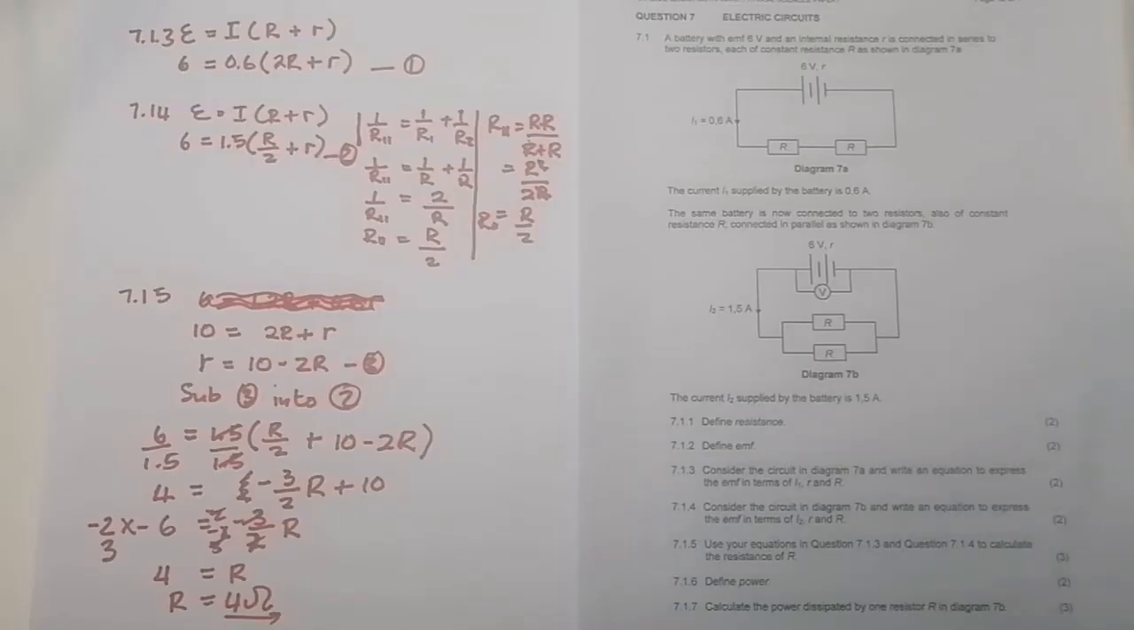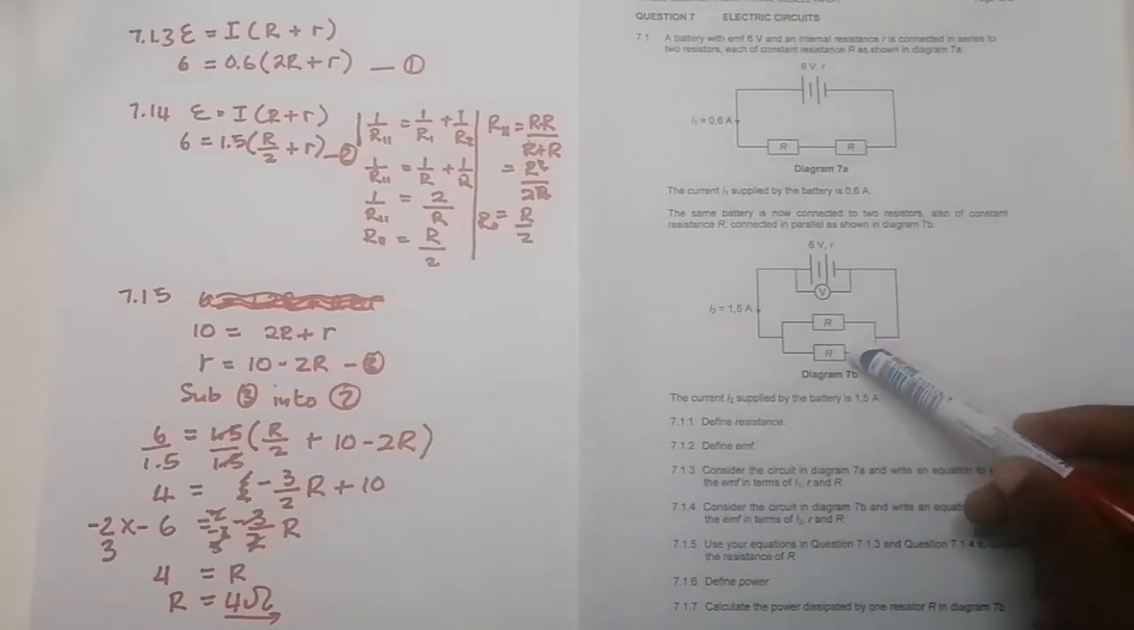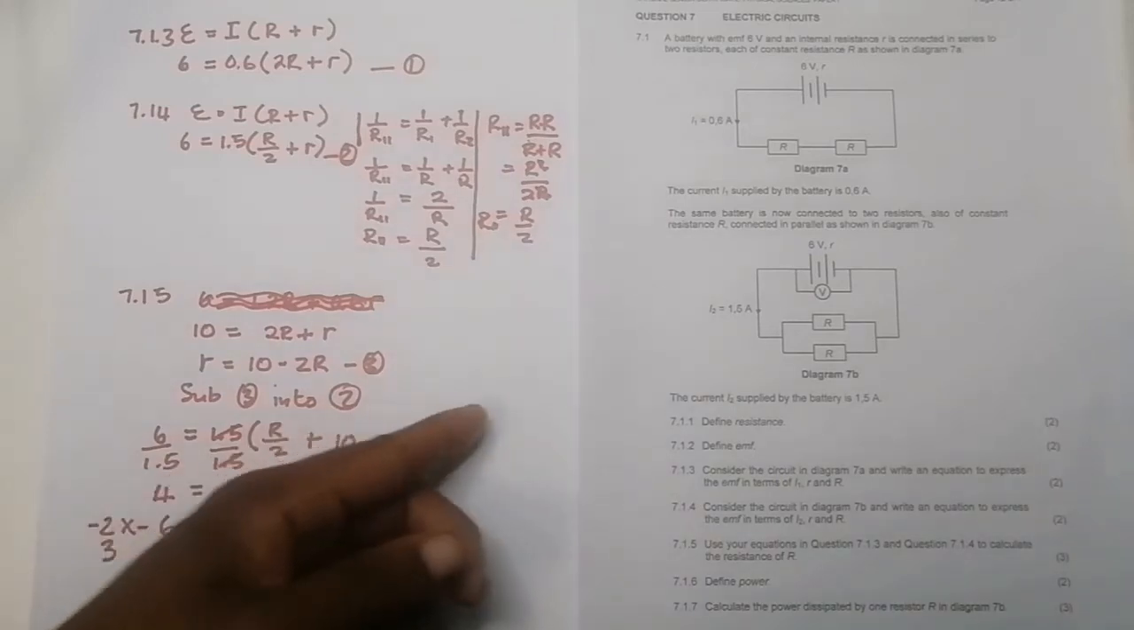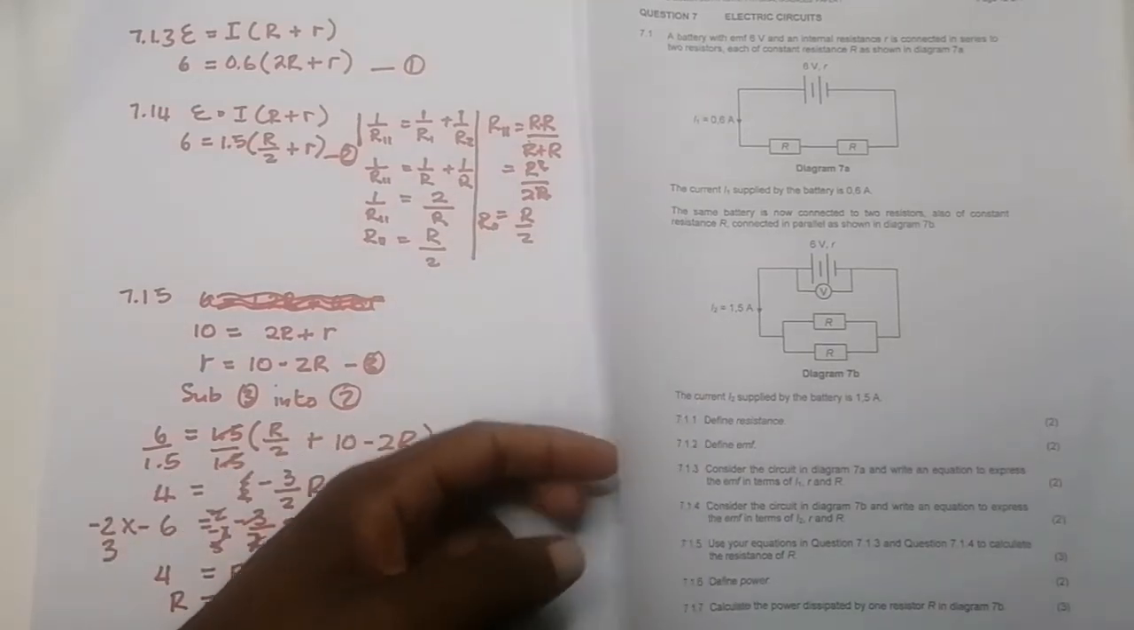They say define power. Remember, power is the rate at which work is done. Now, they say calculate the power dissipated by one of the resistors, resistor R in 7B, which is right here. If you don't mind, I'm just going to bring this over to this side and continue.